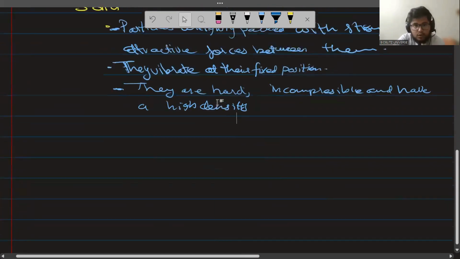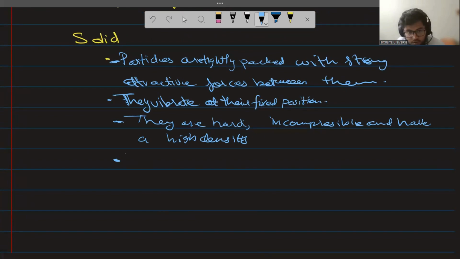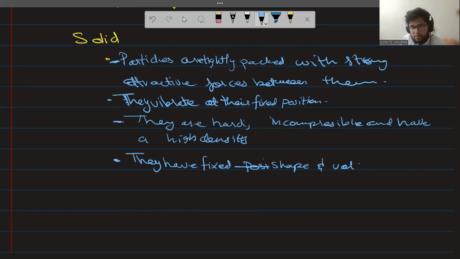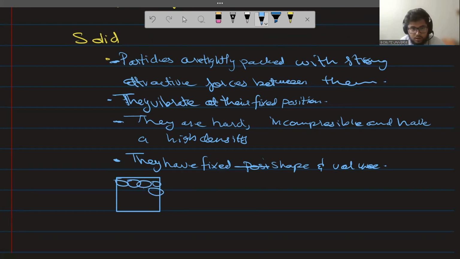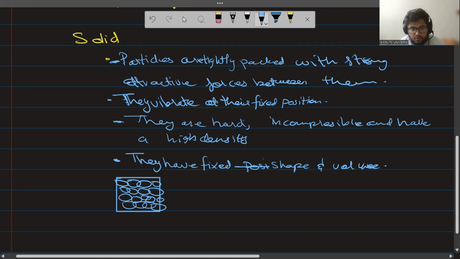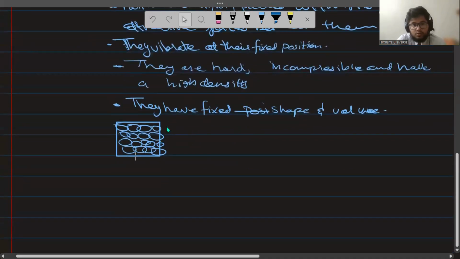Now, another property of the arrangement of particles in solid is that they have fixed shape and volume. For example, if the arrangement in a solid is like this, these particles, as you can see, are tightly packed with each other and don't have space to move around. So now we are done with the arrangement of particles in solid.